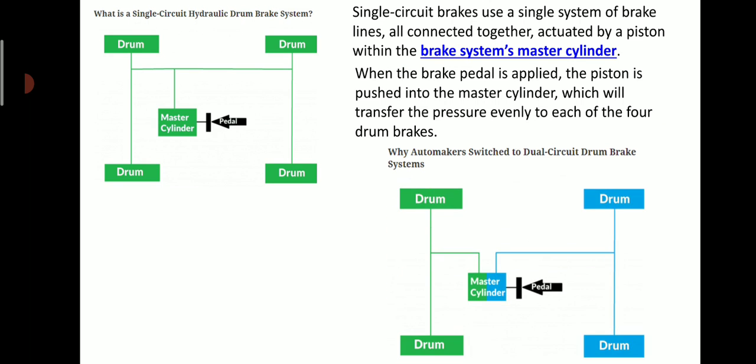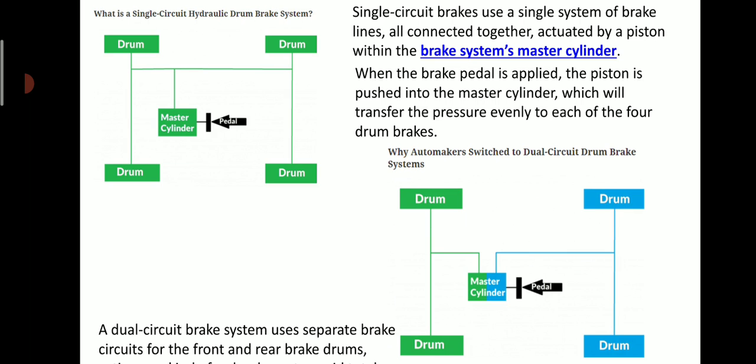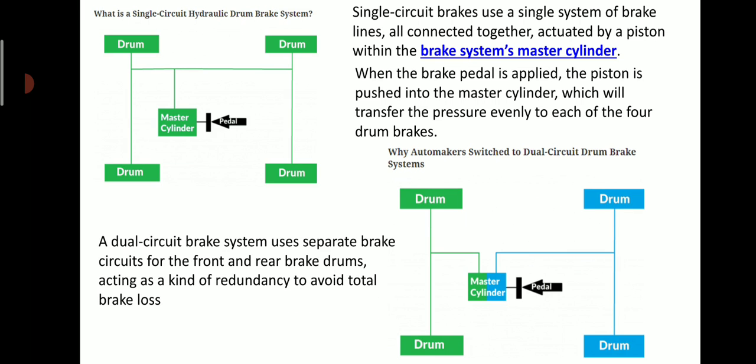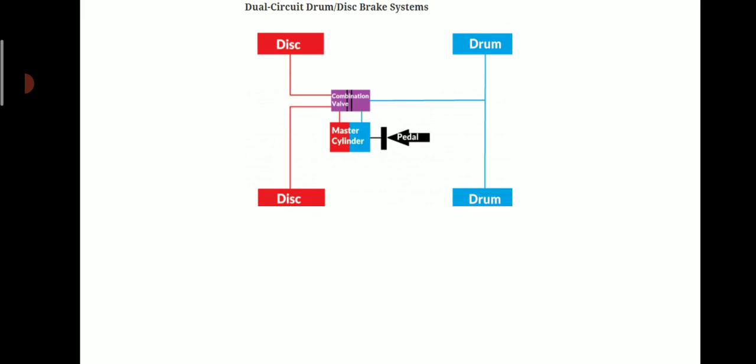Why did automakers switch to the dual circuit drum brake system? You will see in this picture the front wheels and rear wheels, but the circuit is divided into two circuits. In this master cylinder, we will see a green color and a blue color. A dual circuit brake system uses separate brake circuits for front and rear brake drums, acting as a kind of redundancy to avoid total brake loss.